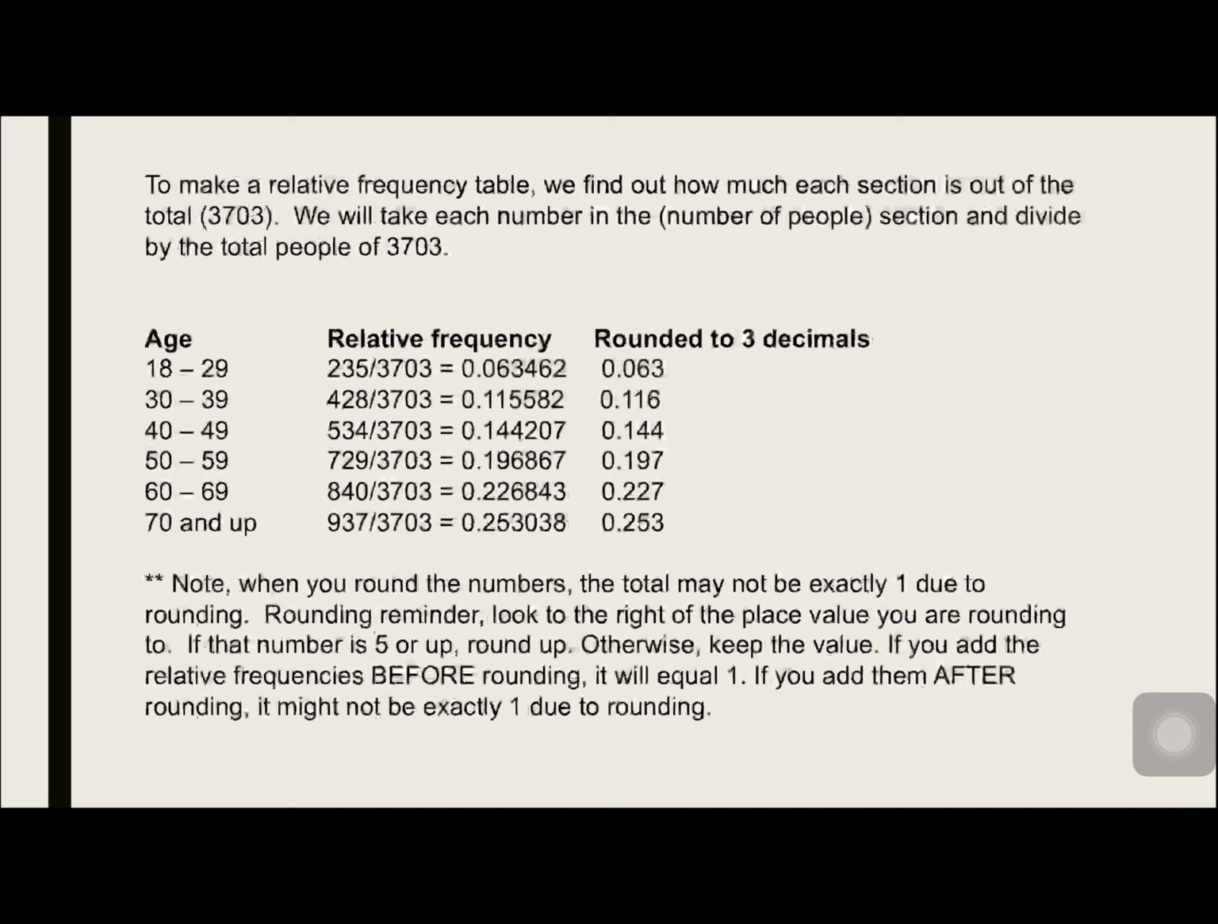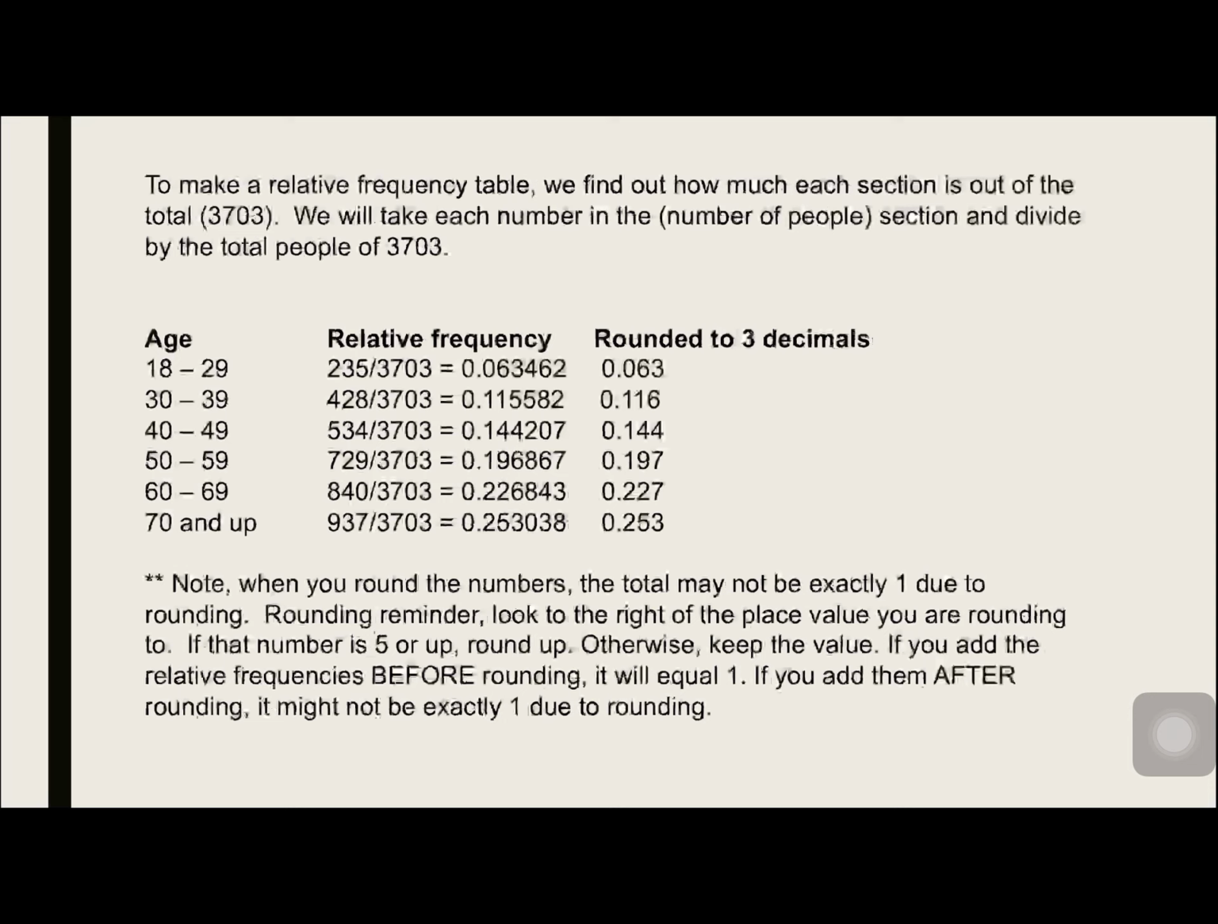Look at the age category, 50 to 59. Let's look at its decimal, 0.196867. The third decimal place is the 6: 0.196. To the right of the 6 is an 8, so that 6 needs to go up to a 7. Okay, so if the number to the right is 5 or up, go up. Otherwise, you keep it.